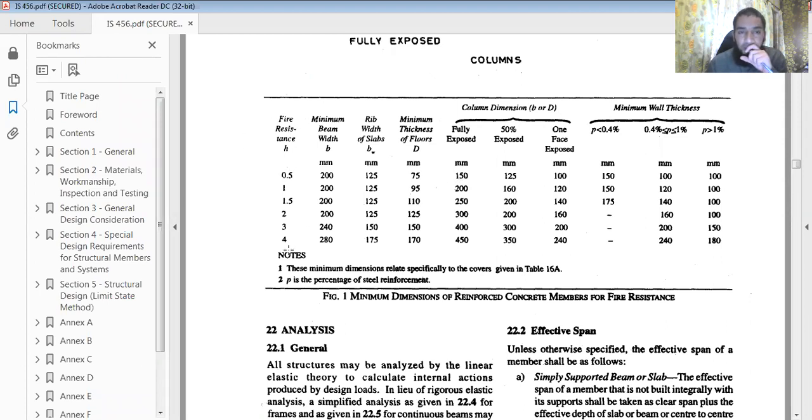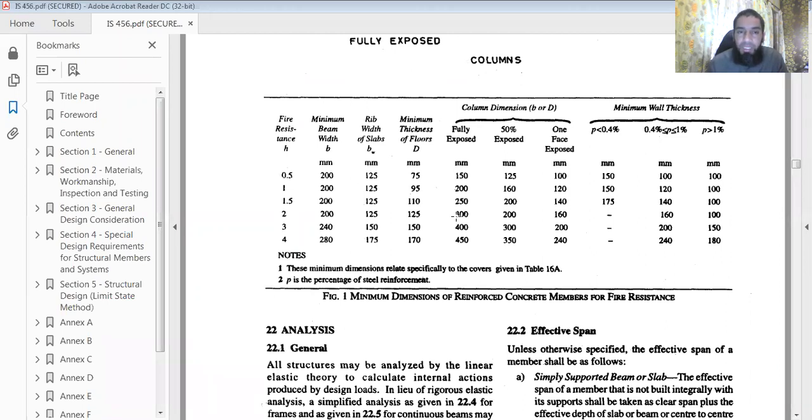Now, again, up to 4 hours, fire resistance would mean a good fire resistance. It would be exposed to a fire for 4 hours and it does not fail. Now, a half-hour fire resistance would mean that it is exposed to the fire for half an hour and it fails after half an hour. So likewise, if it's increasing to 4 hours, the column dimensions would increase.